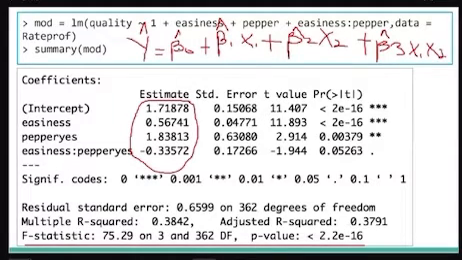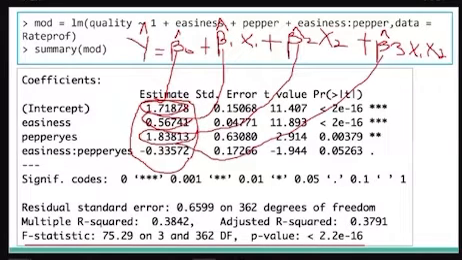Now, the beta naught is this guy here. The beta 1 is this guy here. The beta 2 is this guy here. The beta 3 is this guy here. Does that make sense now? That's how to write the fitted model. Imagine I asked you to do this in an exam and I say, write the fitted model. That is the fitted model.